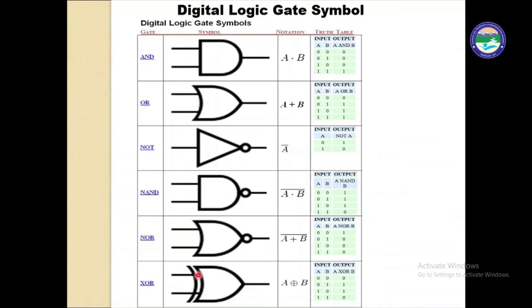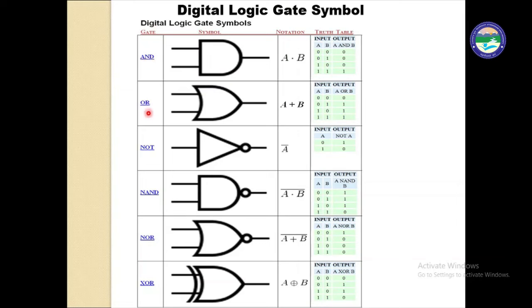This is the digital logic gate symbols. These are the different types of gates with their symbols, notations and truth tables. We have studied the AND gate. This is the symbol for the AND gate, this is the notation, and this is the truth table.